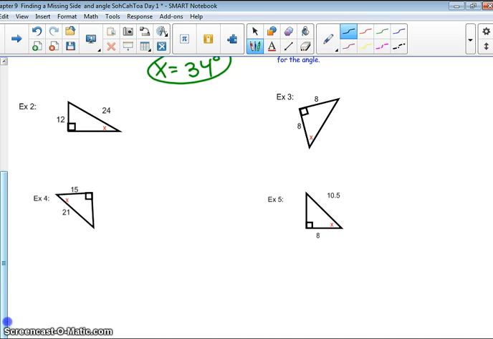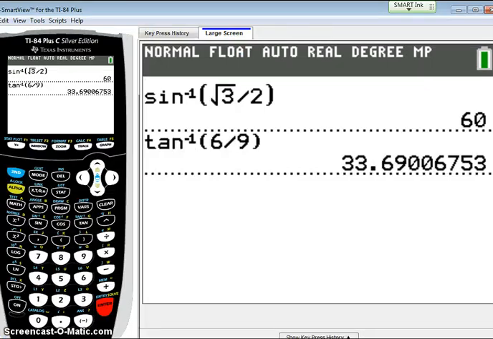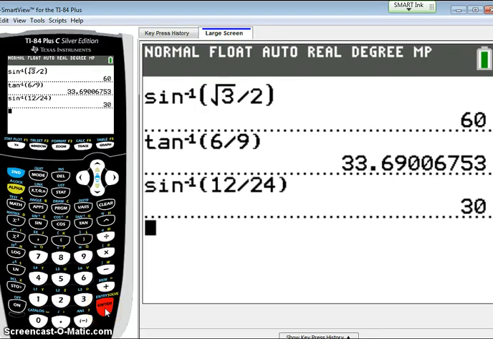Okay, so example 2, we're going to circle our angle. Look across. This is going to be the O. What's the 24 going to be? Oh, H, you're right. So that's okay, Gail. So we're going to do sine of x. And watch your order. Opposite over the hypotenuse. Alright, so we have to do second sine. 12 divided by 24. We get 30.